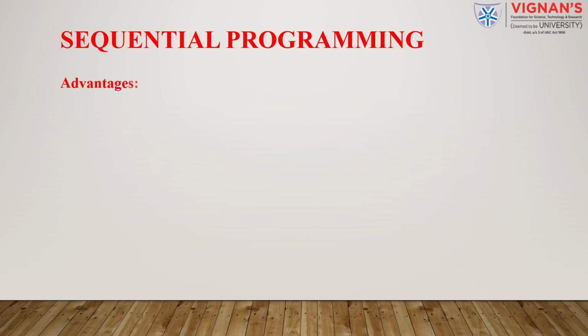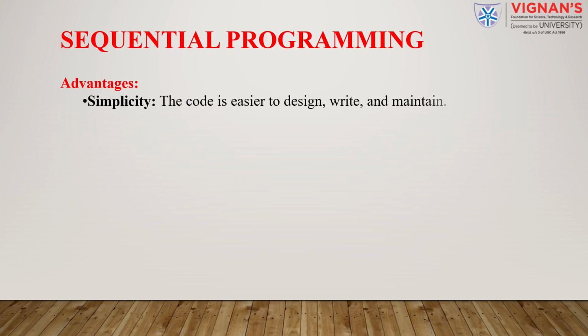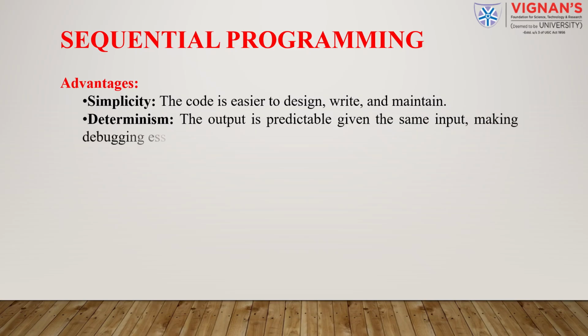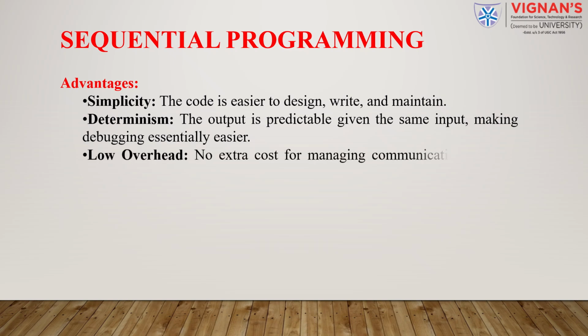The advantages are significant. First, simplicity. It is much easier to design, write, and maintain code when you know exactly what line runs next. Second, determinism. The output is predictable. If you give it the same input, you get the same output, which makes debugging essentially easier. Third, low overhead. We don't waste resources managing communication between different cores.